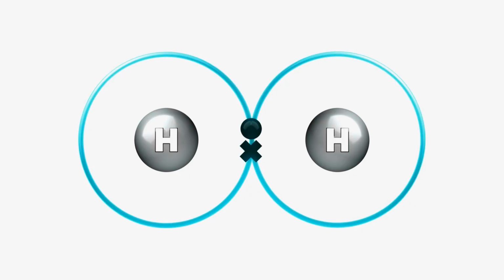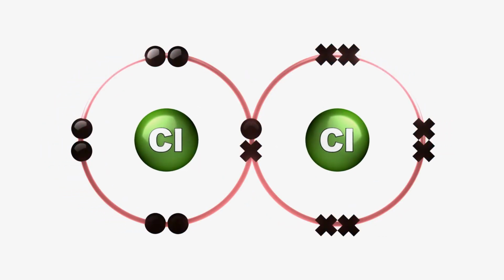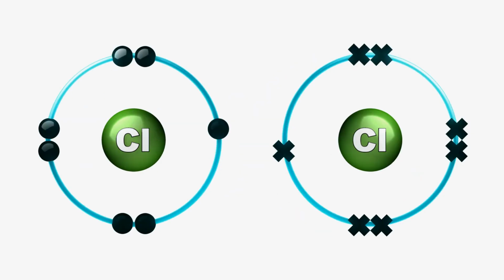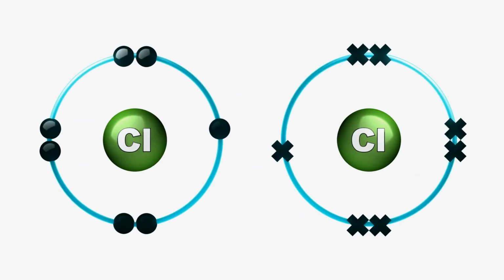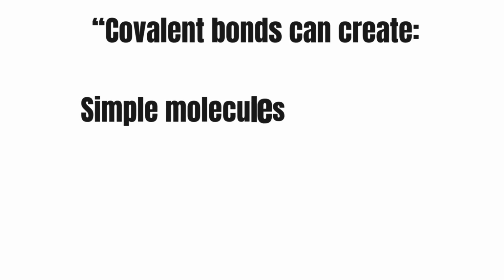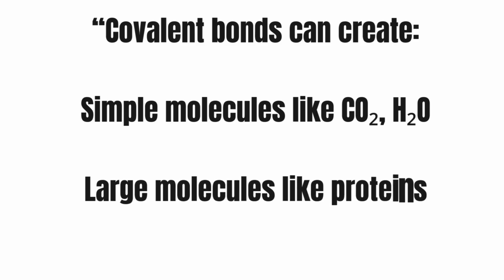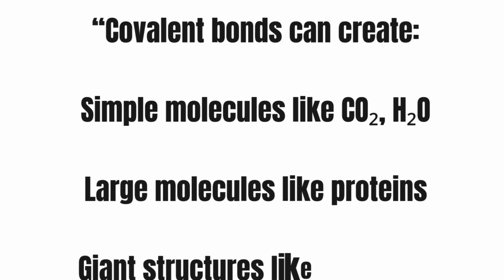Two chlorine atoms each have 7 electrons in the outer shell to fulfill the octet rule and become more stable. They share 1 electron each. Covalent bonds can create simple molecules like CO2 and H2O, large molecules like proteins, and giant structures like diamonds.